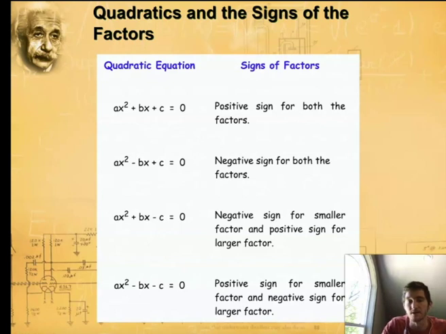And if our middle term is positive, there's no way that we can have a negative and a negative, right? Because a negative plus a negative is just going to be negative. So that means both of our factors, p and q, both have to be positive.